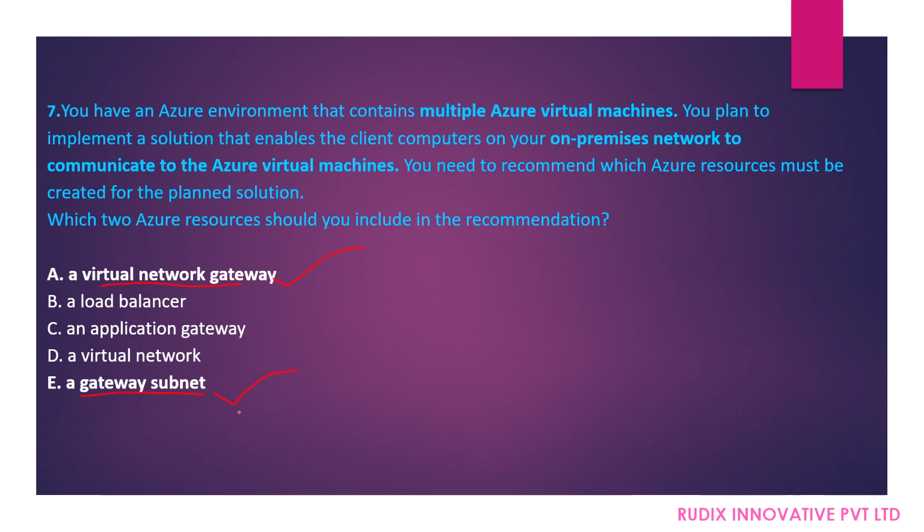Why? Because Virtual Network Gateway and Gateway Subnet enable secure communication between your on-premises network and Azure virtual networks. This provides VPN connectivity, allowing client computers on the on-premises network to establish a secure connection to the Azure virtual machines over the internet. Together, the gateway subnet and virtual network gateway establish a secure communication channel between the on-premises network and the virtual machines, enabling client computers on the on-premises network to communicate with the Azure resources. Therefore, these two resources are essential for implementing the planned solution.